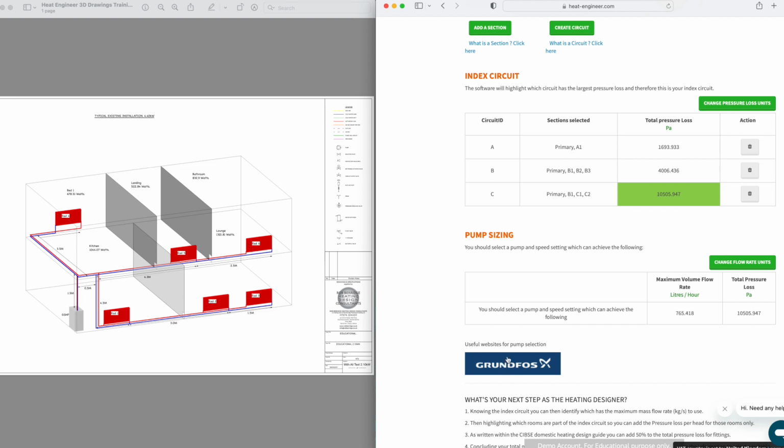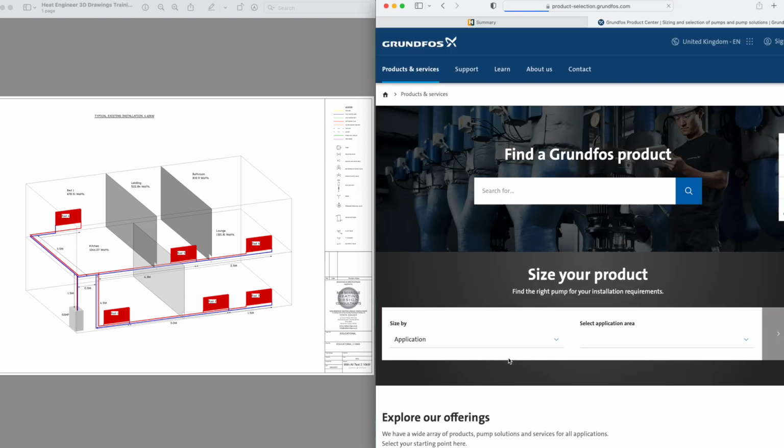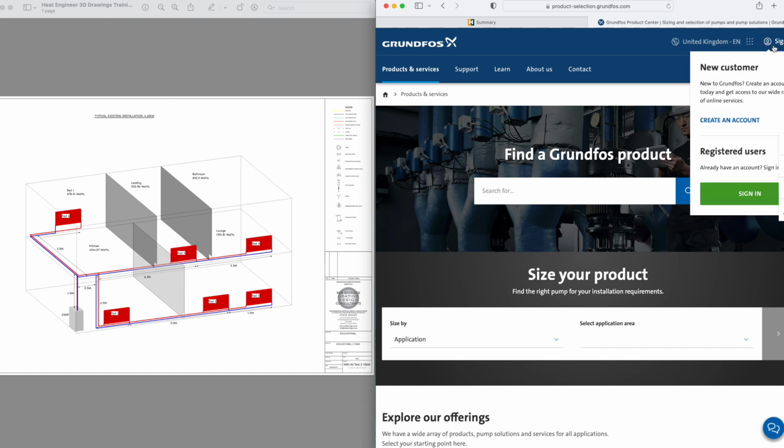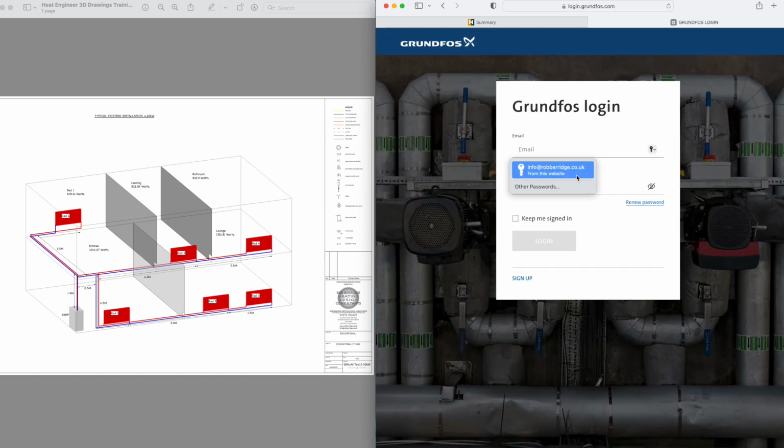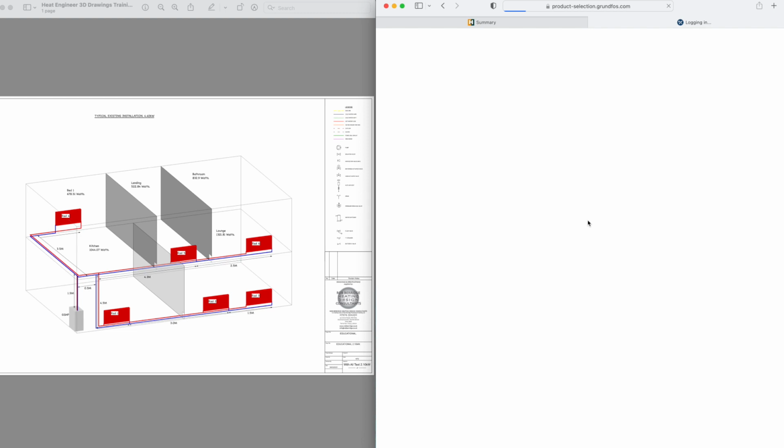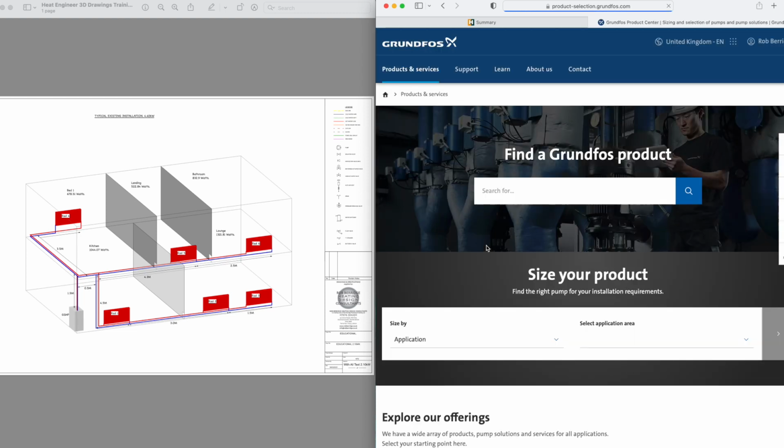But if you come onto this point now, you can click on this link, and it opens up Grundfos Product Centre. Now, if you want to, you can sign in. It's a free sign up. I'll just sign into my account here, and we can see that it comes up now with your size your product. Very, very easy tool to use this.